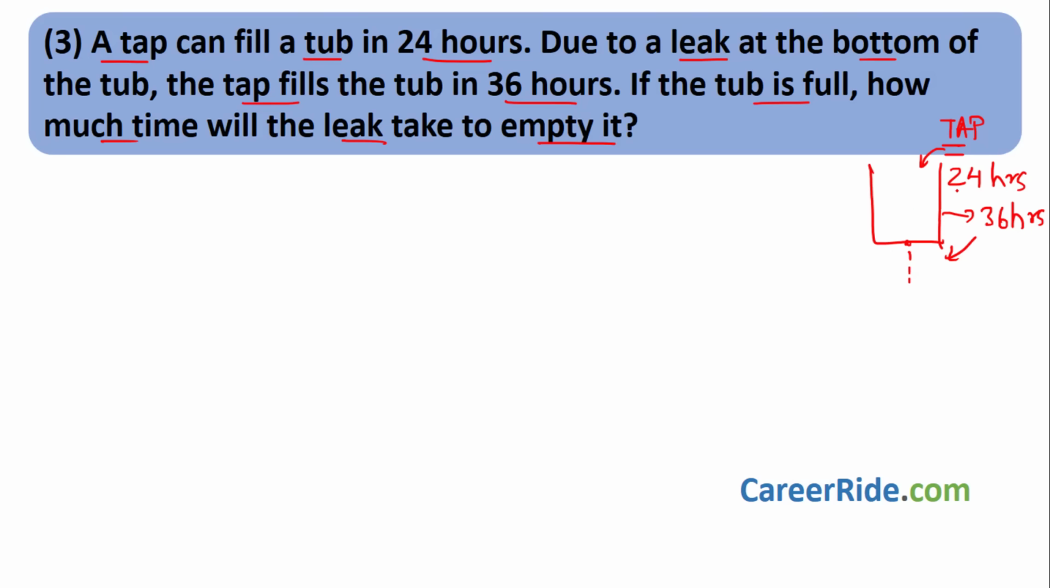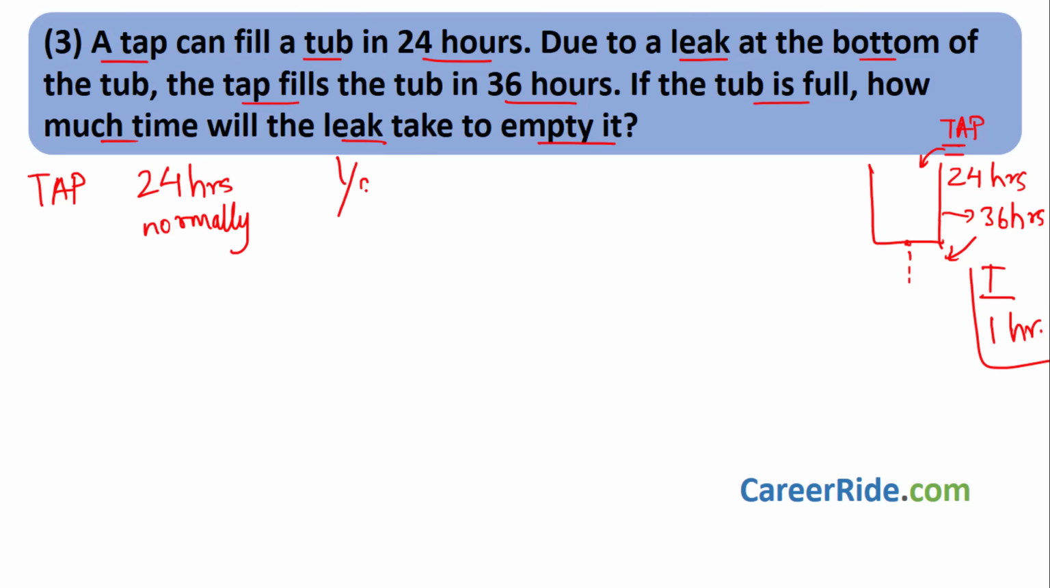Now what have we learnt over here? We will invert and find the 1 hour work. So here, there is a tap. The tap can fill the entire tub in 24 hours normally. So in 1 hour, how much of the tub gets filled? 1 by 24. Why? We just invert. This is the 1 hour work done for the tap.